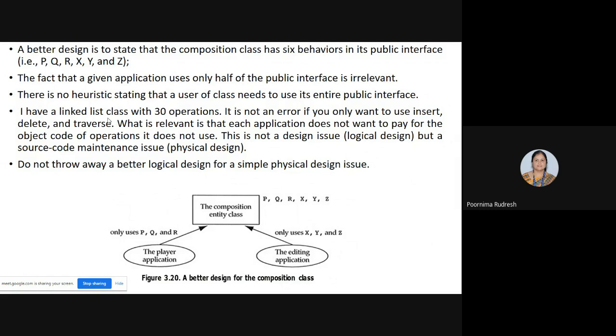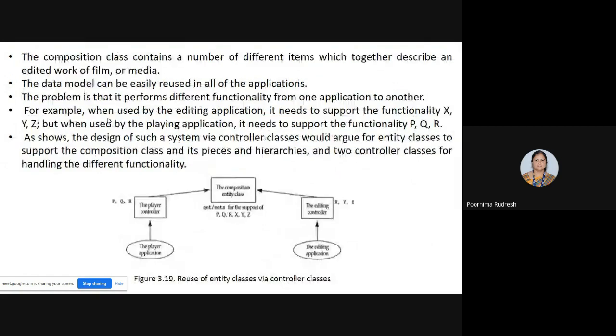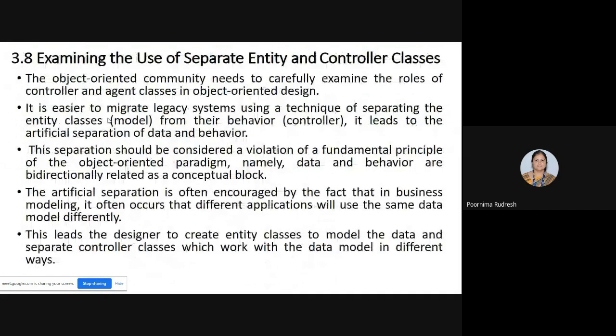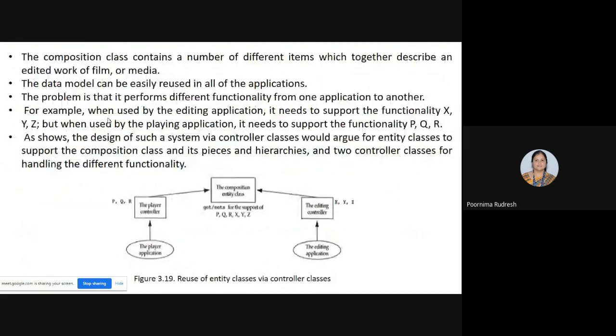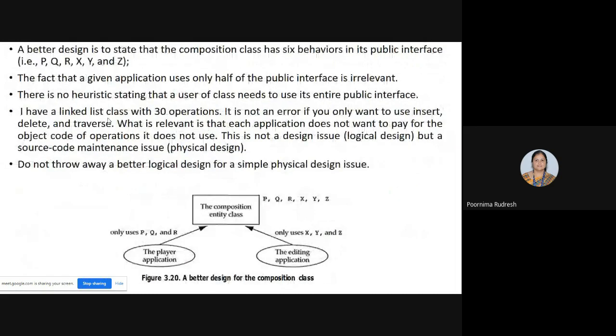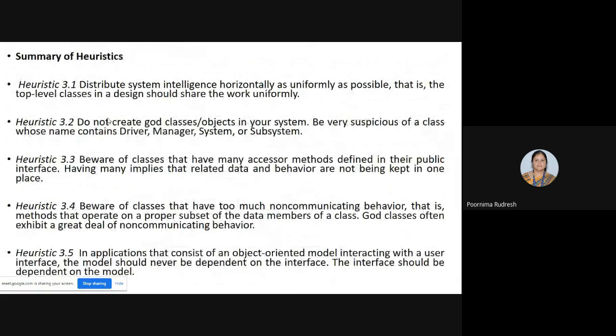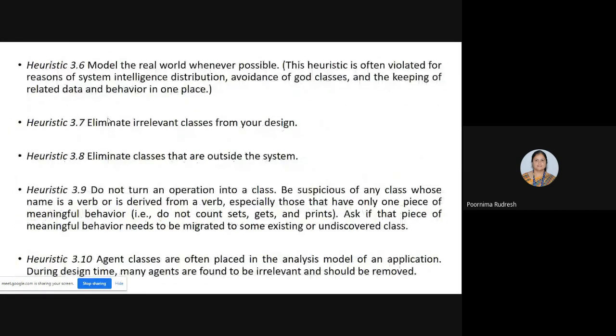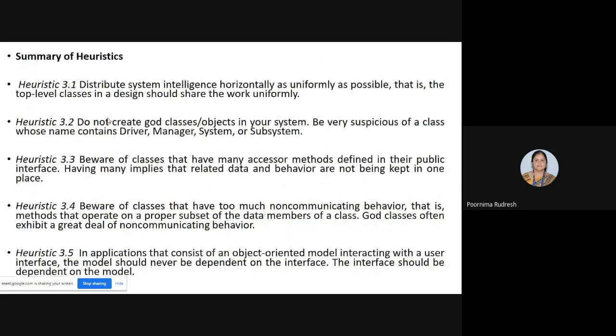And when we get the better design, we cannot throw away that better logical design simply because of a physical design issue. So this is about examining the use of separate entity and controller classes, and this completes the chapter. In this chapter, we have studied different heuristics from 3.1 to 3.10. These are the summary of the heuristics that we have studied.